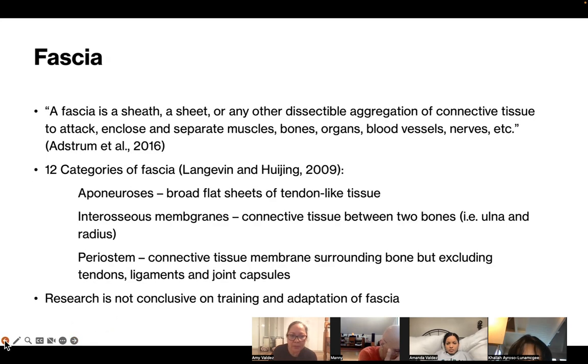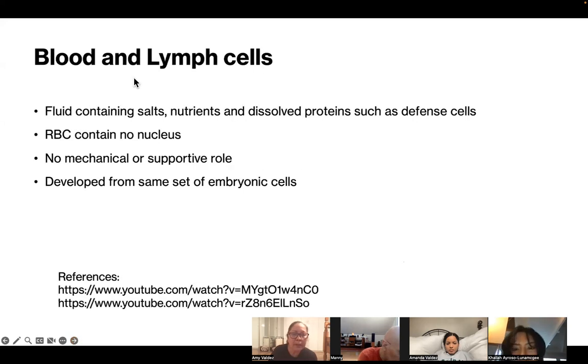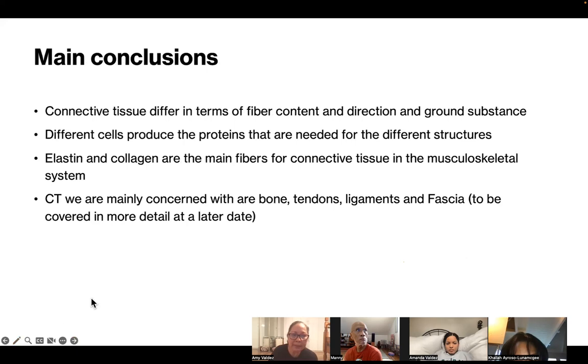All right. So again, the last category, blood and lymph cells, is fluid containing salts, nutrients, and dissolved proteins, such as defense cells. Red blood cells don't have a nucleus, so they don't have the DNA information. There's no mechanical or supportive role, but they develop from the same set of embryonic cells, and that's why they're in that same family. But if you think about it, blood has a supportive role. You can think of it as a bag that has fluid in it, which has structure. I don't know, that's just me though.